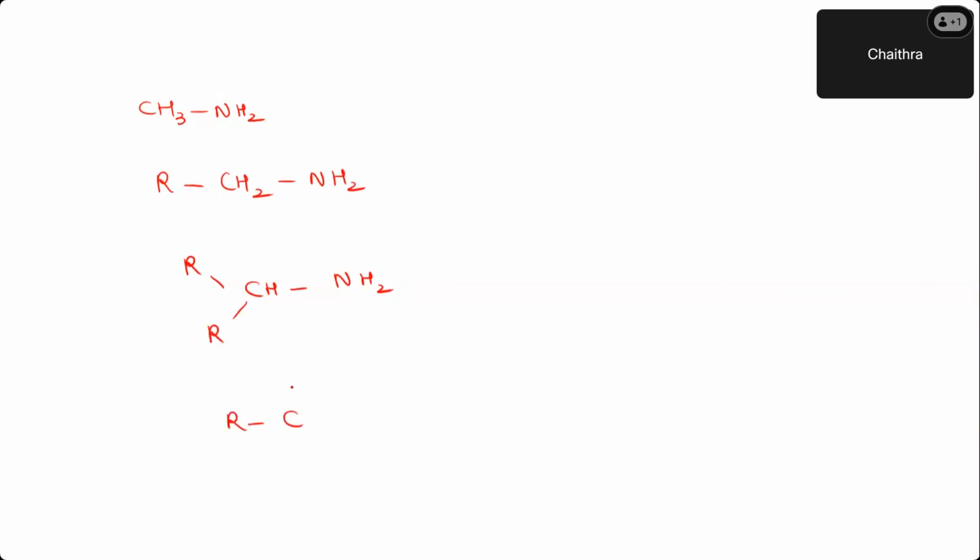I have given 4 examples to you. You have to answer me what kind of amines these are. Can you identify what kind of amine this is? The first one is very simple. It is a primary amine. Right? You have to answer, guys. So here nitrogen is directly attached to how many carbon atoms? Yes, it is a primary amine.